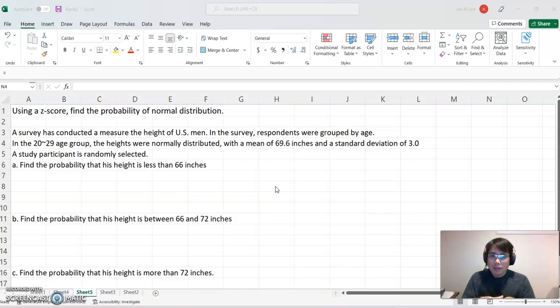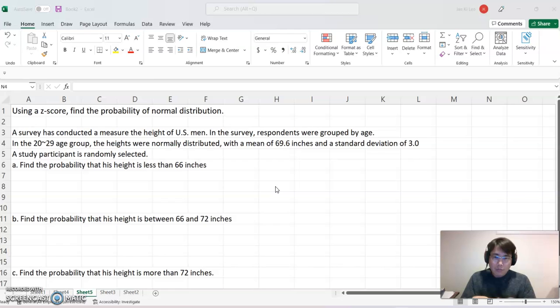A survey was conducted to measure the height of US men. In the survey, the respondents were grouped by age. In the 20 to 29 age group, the heights were normally distributed with a mean of 69.6 inches and a standard deviation of 3.0. A study participant is randomly selected. A. Find the probability that his height is less than 66 inches.